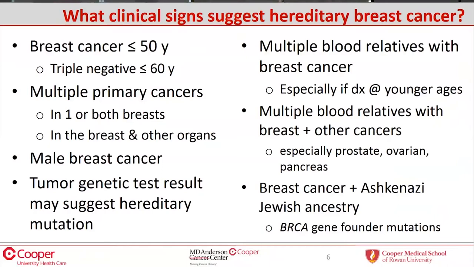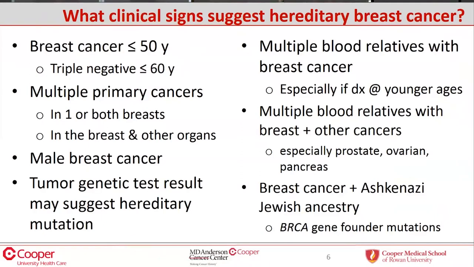a little closer attention. With a triple negative pathology of a breast cancer, and some of you may have heard that term before, the threshold is a little higher because this triple negative pathology may be more associated with hereditary cancer risk. And so we would look at someone with a triple negative breast cancer at or under age 60, so a little higher threshold for age.